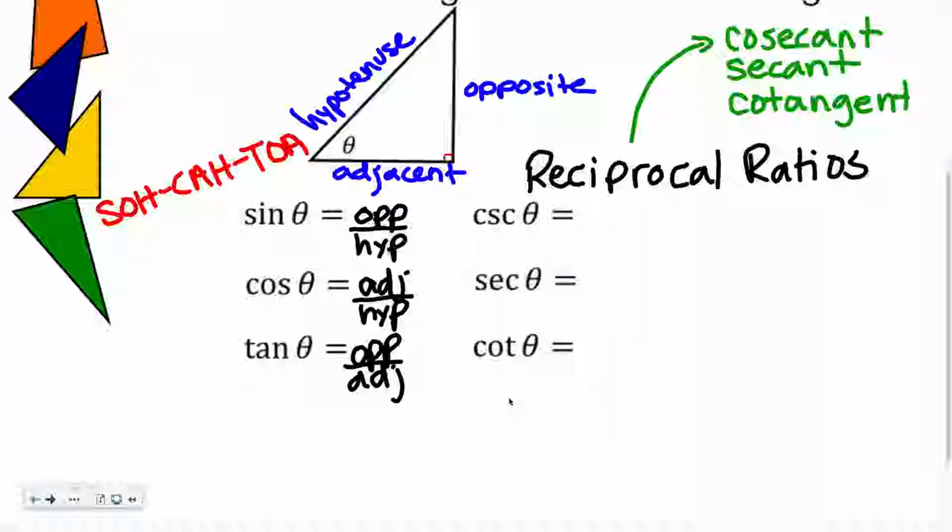If we want to learn to read and talk like mathematicians, we're going to name those trig functions. I'm not going to call it cot, it's cotangent. And you could certainly go in and fill in the reciprocal ratios. There's the hypotenuse over the opposite. There's hypotenuse over adjacent. And there's adjacent over opposite.